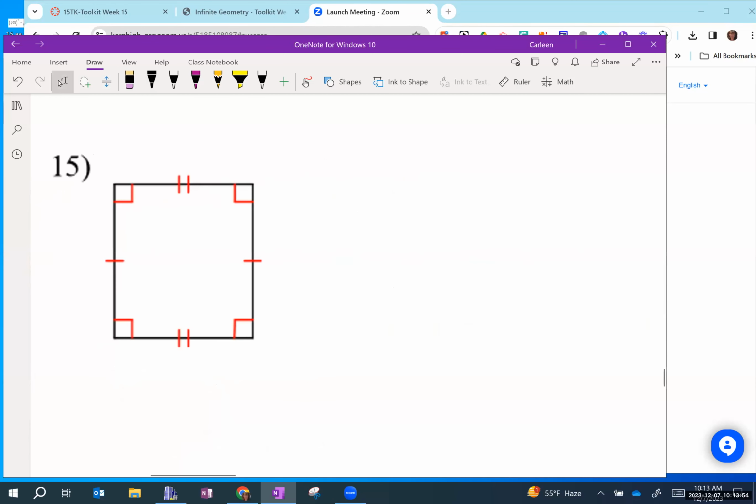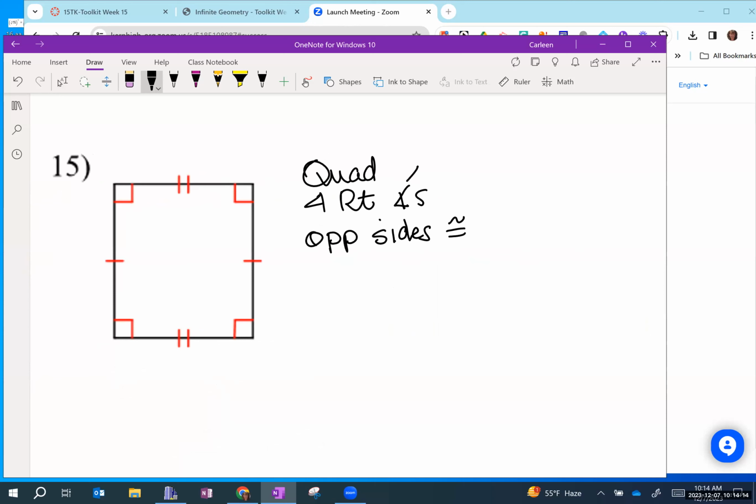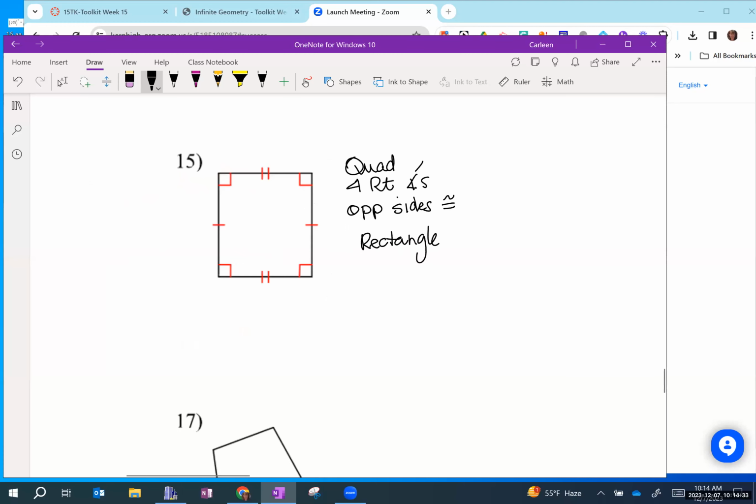Next, and you guys are great participating. Okay, it's a quadrilateral. It has 4 right angles and both pair of opposite sides are congruent. Not 4 congruent sides, just opposite sides congruent. This is a rectangle. It's not a square because a square would have 4 congruent sides. I think we're good on that one because you learned that one like in 3rd grade.